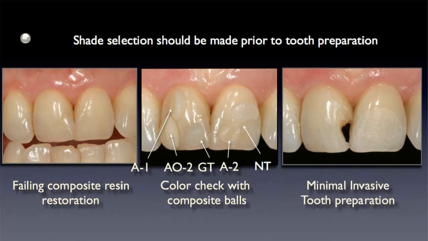And then the A1, you can see I'm using GT, and I think this is a little too strong for this case. I think the neutral translucency is much better for blending to the actual tooth structure. And the A2 I would use more towards the gingival area.